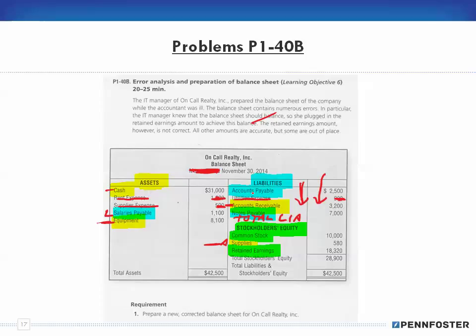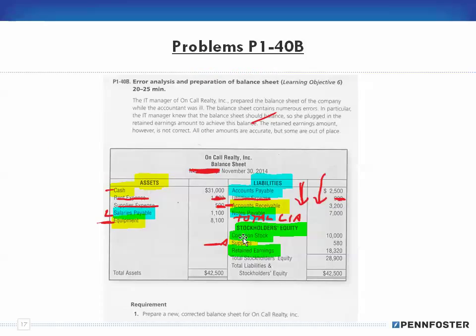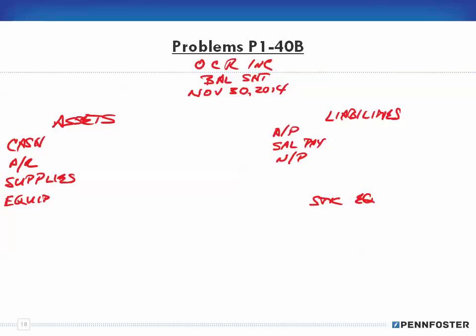Now for my liabilities, I have accounts payable, salary payable, and notes payable, right? So over here, I'm going to have accounts payable, salaries payable, and notes payable. And for my stockholders' equity, which was in green, I had common stock and retained earnings. So over here, I'm going to put my common stock and my retained earnings.